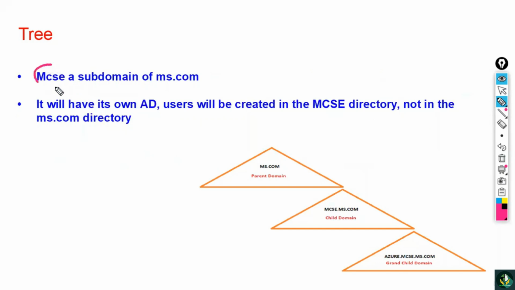So MCSC is a subdomain of ms.com, and it will have its own Active Directory. So you will create this domain. It will be part of ms.com, but this server will have its own Active Directory. It is not going to use the Active Directory of ms.com, and users will be created in the mcsc directory, not in the ms.com directory. So it has its own directory, and it will create the users in its own Active Directory, not in the ms.com directory.